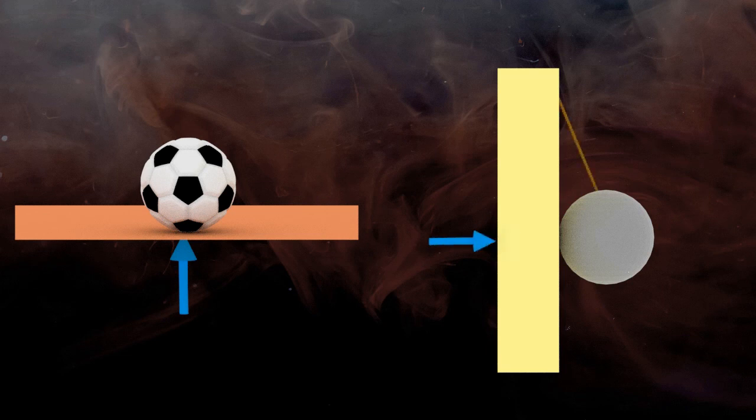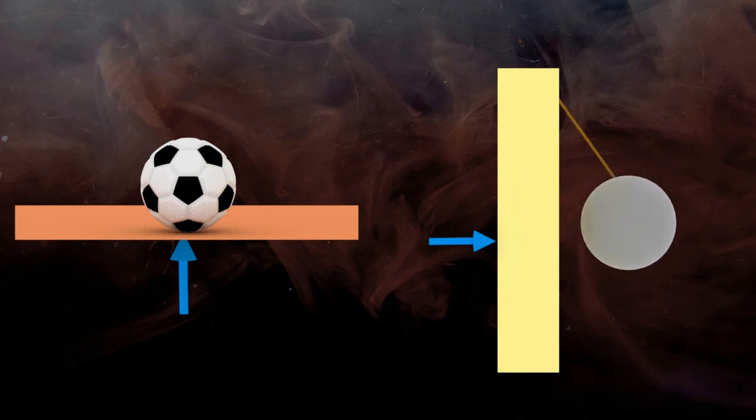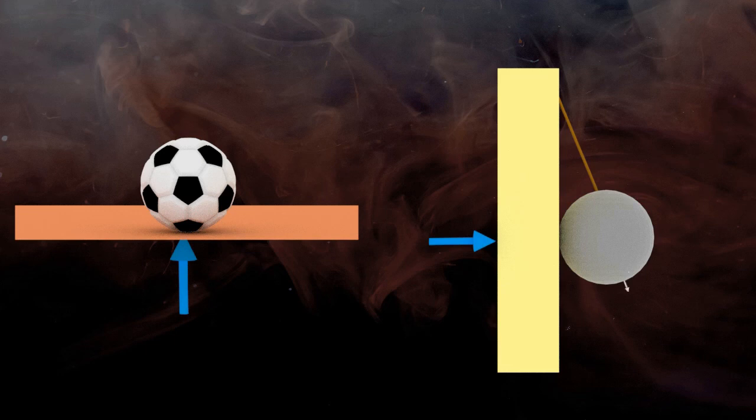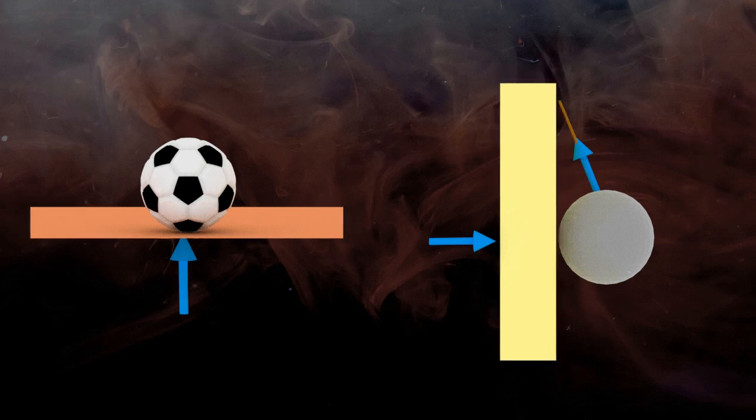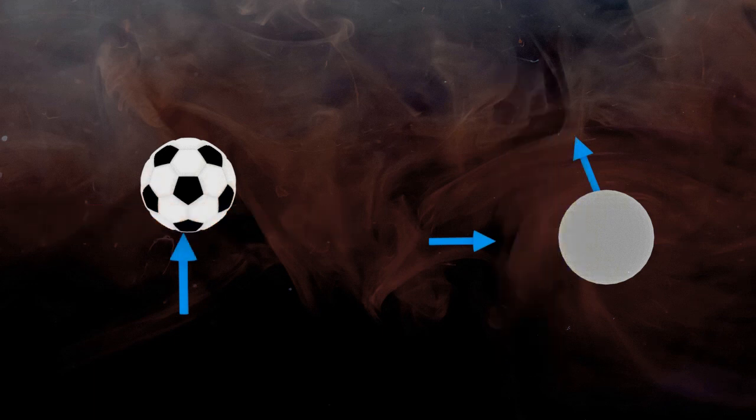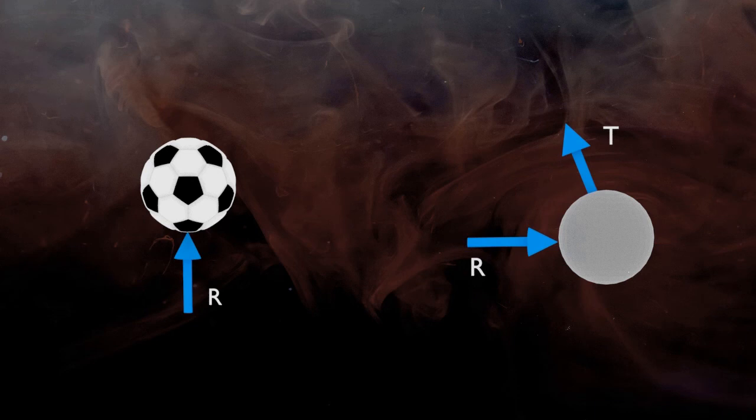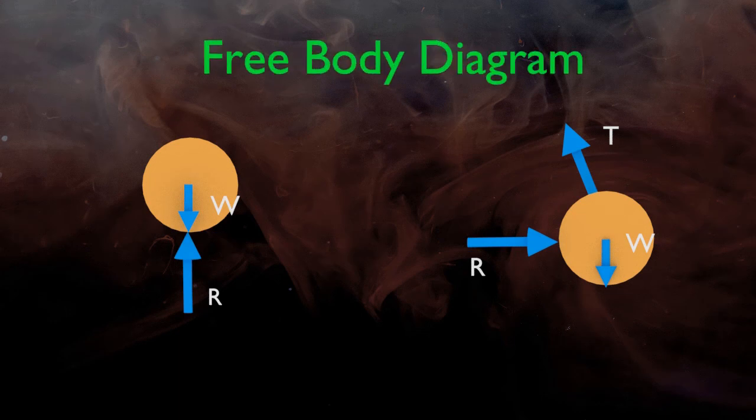Now with the string attached, the object can move in this direction if force is applied, but this movement is restricted by the string. So a reaction in the opposite direction will be developed on the line of the string itself. Now let's remove all the supports, replace them by reactions and apply the self-weight of the object. And here is your free body diagram.